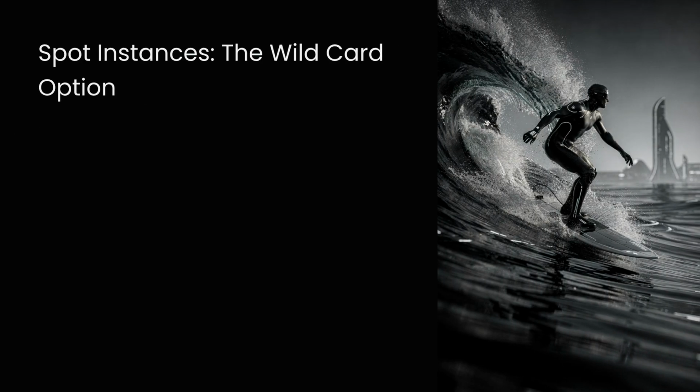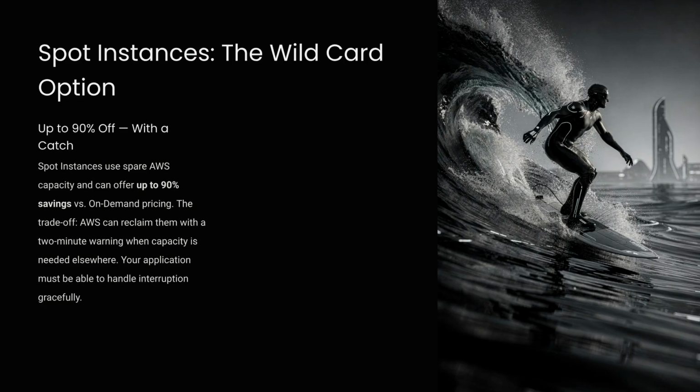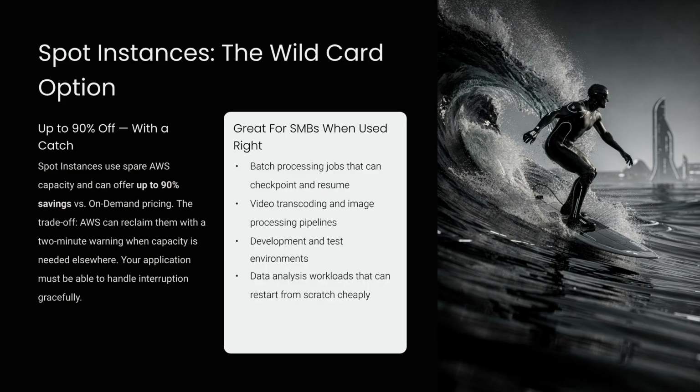Spot instances are the wildcard option, offering up to 90% off on-demand pricing. The catch is that AWS can reclaim them with a 2-minute warning. They are great for batch processing and dev/test environments, but never use them for databases or stateful production applications.